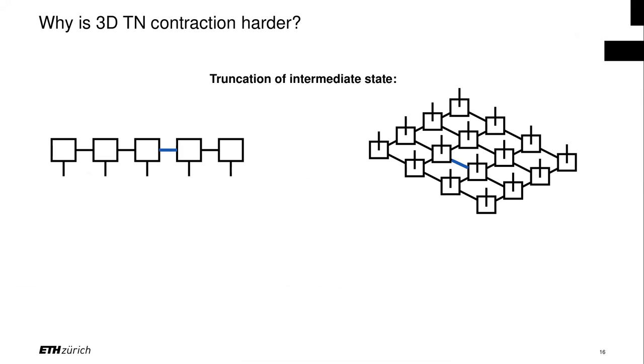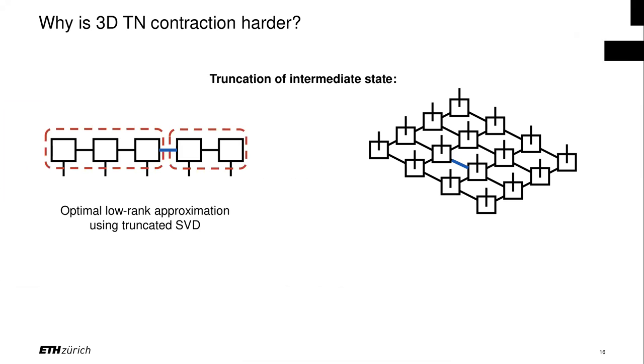And when you want to truncate the bond of an MPS, it's very well known how to do that. It's pretty easy because you can think of this bond as separating your system into two disjoint sets, and then the standard tensor network methods apply. But if you try to play the same game with your PEPS, that will not work, because if you cut your PEPS at one of the bonds that you want to truncate, it doesn't separate your PEPS into two disjoint systems, which means that figuring out how to do the best possible truncation in these PEPS networks is much harder.